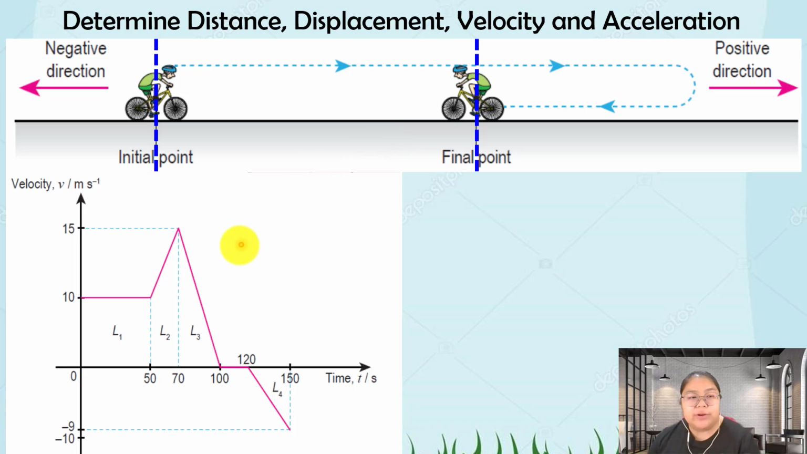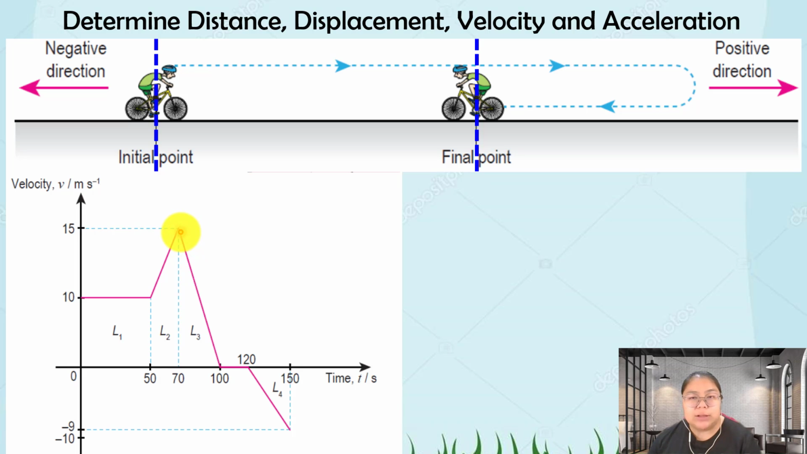Okay, now we refer to the graph. When starting, 0 to 50, see here, this one is a VT graph, not a displacement-time graph. This one is velocity, meaning the object is moving. The object is moving at constant velocity 10 for 50 seconds. After that they start to accelerate, accelerate until 15. Using how long? 20 seconds.